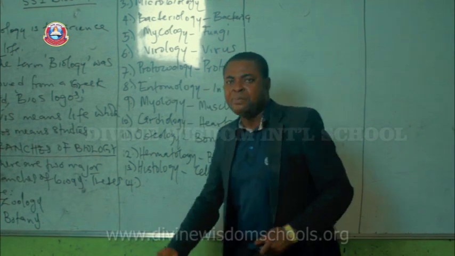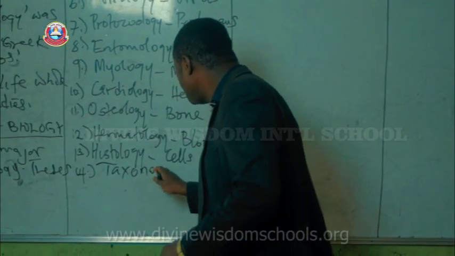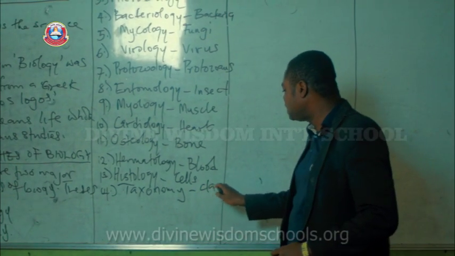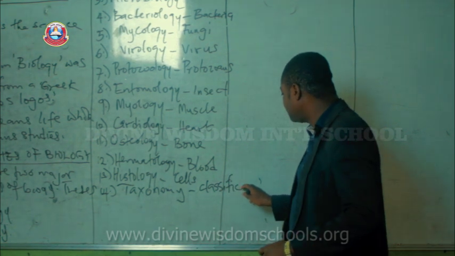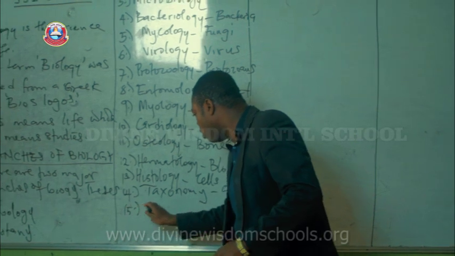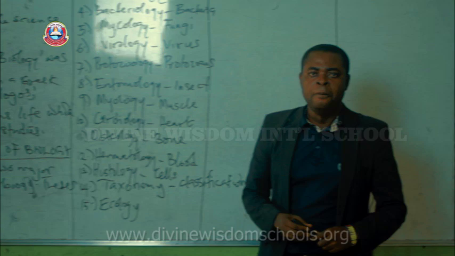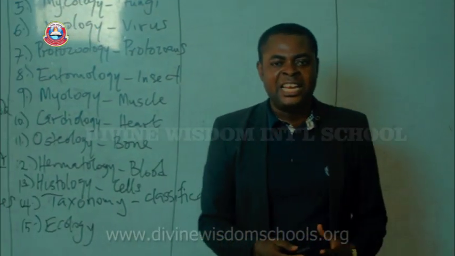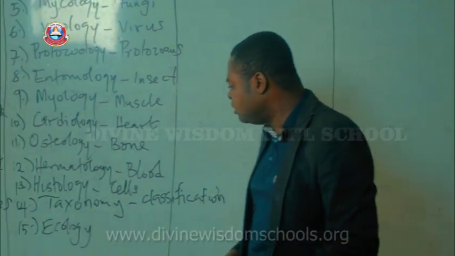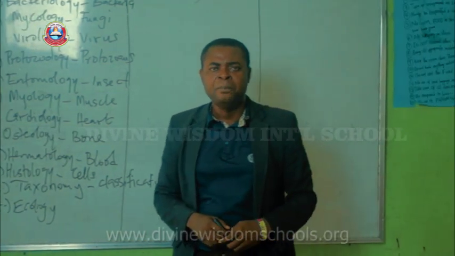You have as many branches. Then there's another one called taxonomy, which is a general one. Taxonomy, which we are going to talk about later, is a branch of biology that studies classification of organisms. Then you have ecology. Ecology is a branch of biology that deals with the interrelationship between organisms and their environment. So we have as many branches of biology as possible.